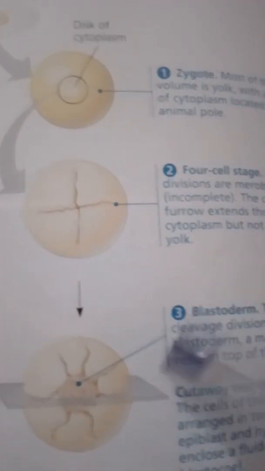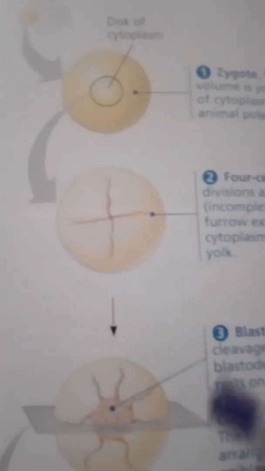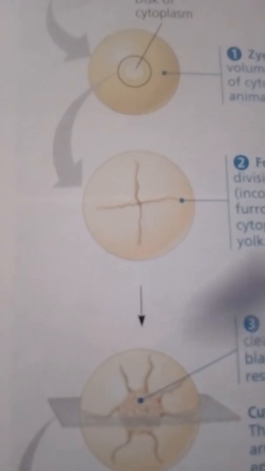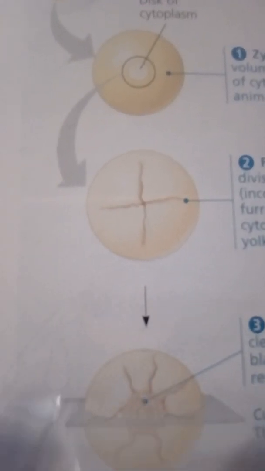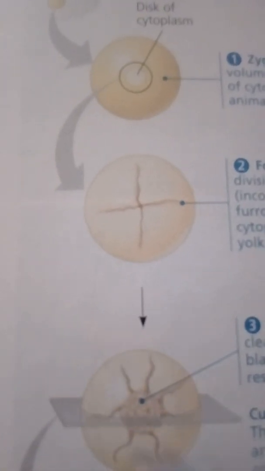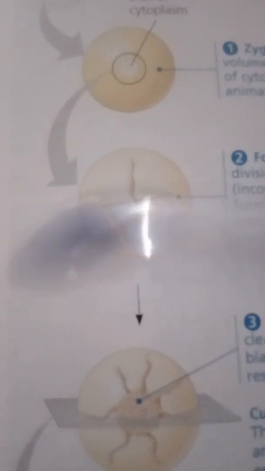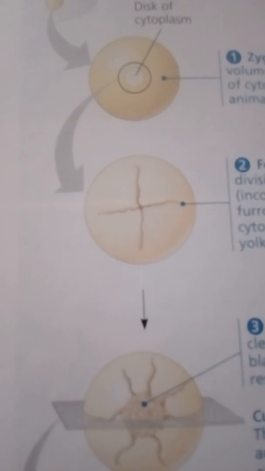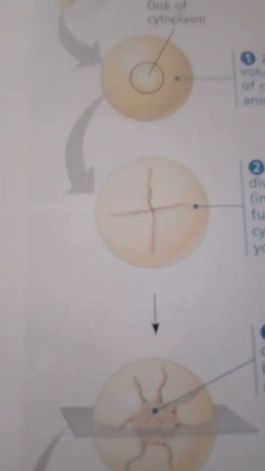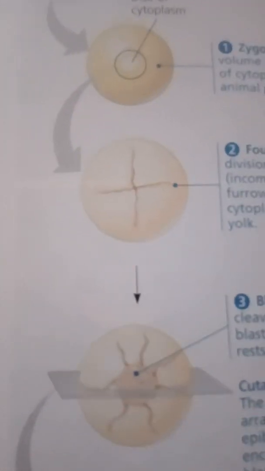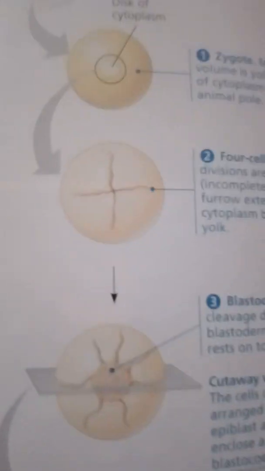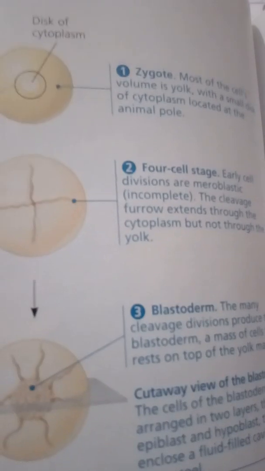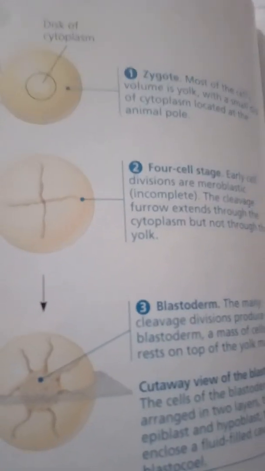Step 3. The cavity between these two layers is the avian version of the blastocoel, and the embryonic stage is the avian equivalent of the blastula, although its form is different from the hollow ball of an early sea urchin or frog embryo.